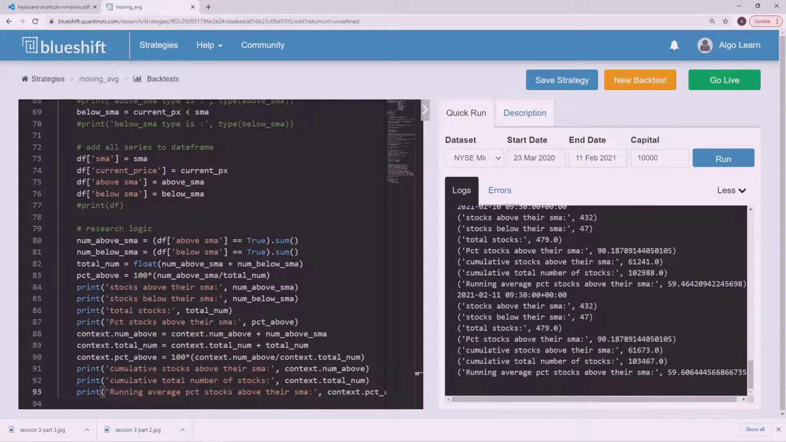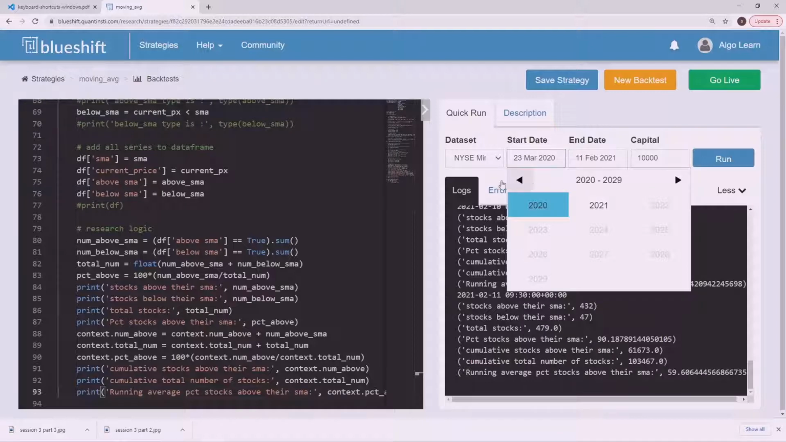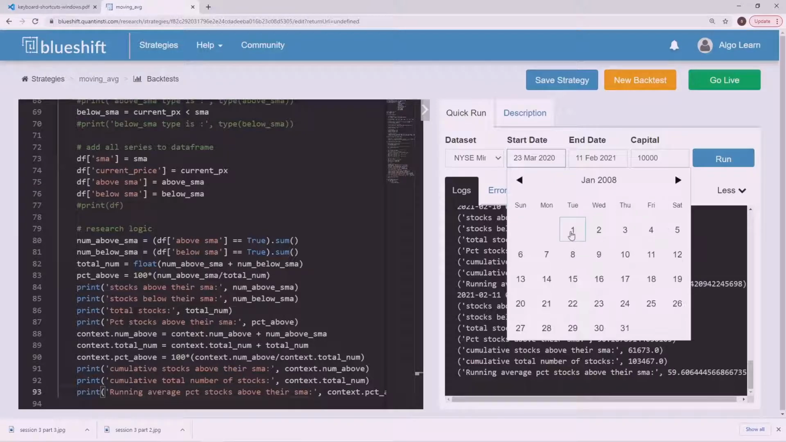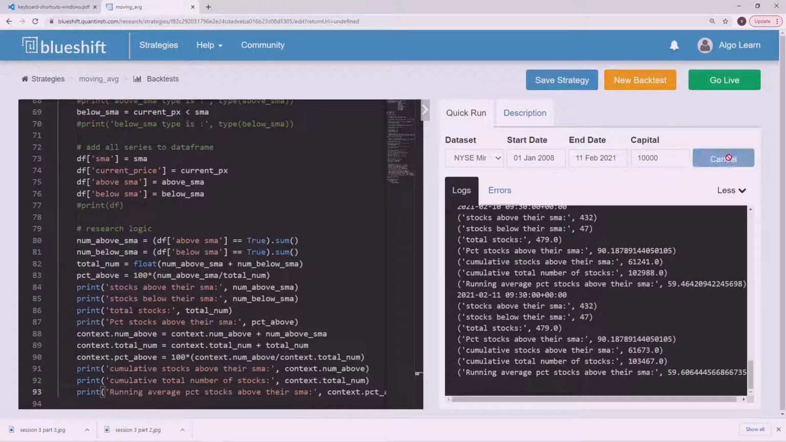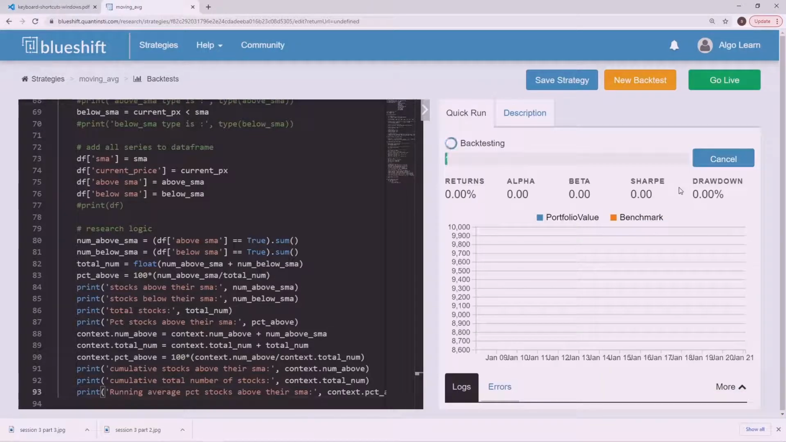Let's go all the way to the end. Here we are, now we're at February 11th. And you can see our running average percentage of stocks above their 200 moving day average is just a shade under 60%. So let's go back a little bit further, all the way to January 1, 2008. Let me go ahead and do that, and then we'll wrap this up. I want you to see a longer time frame, and this would help lead us into some other questions.